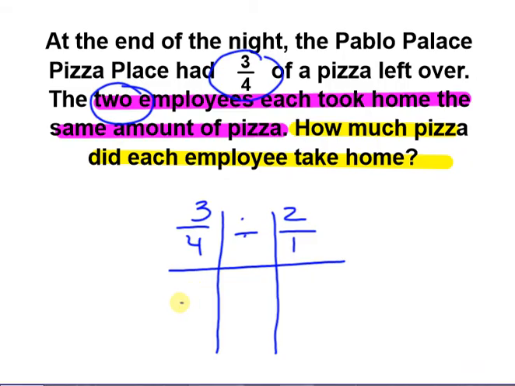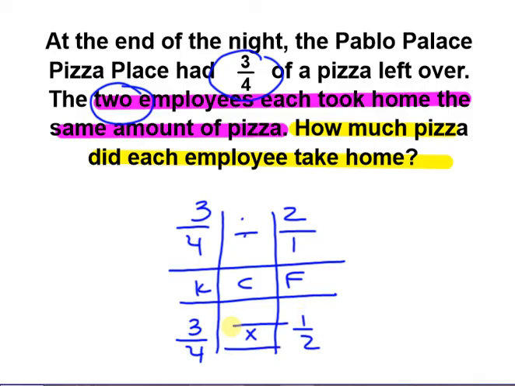I'm going to make my tic-tac-toe board. I have keep, change, flip. I'm going to keep the 3 over 4, change the division to multiplication, and flip the 2 over 1 to 1 over 2. I'm going to multiply straight across because it does not look like I can cross-cancel anything. 3 times 1 is 3, 4 times 2 is 8. So I end up with each employee gets to take home 3/8 of the pizza.